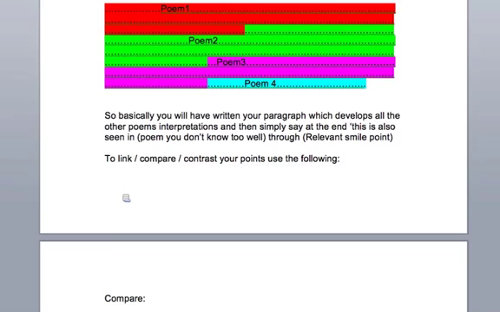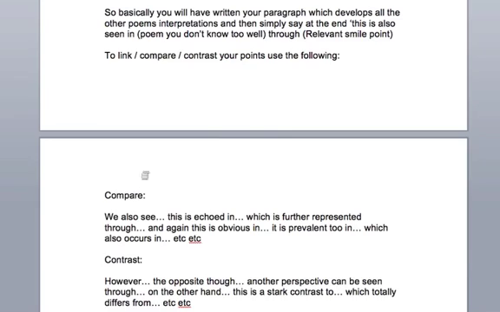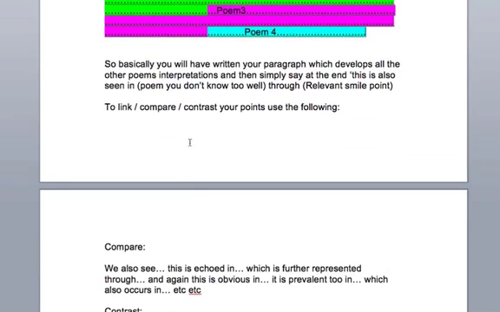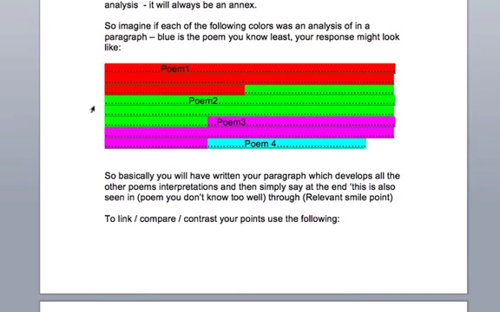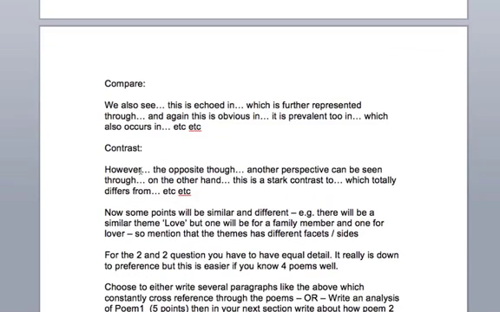Now, obviously, the linking, comparing, and contrasting is going to be important. So, comparing: anywhere between these junctions where the colours actually meet, if this is how you're choosing to plan it, then you're going to say, we also see, this is echoed in, which is further represented through, and again, this is obvious in, it is prevalent too in, which also occurs in, and you've got your variation there. You probably want to get 4 contrasts and 4 similarities at least through your essay, and that'll probably be B-worthy. Obviously, the more, the better.